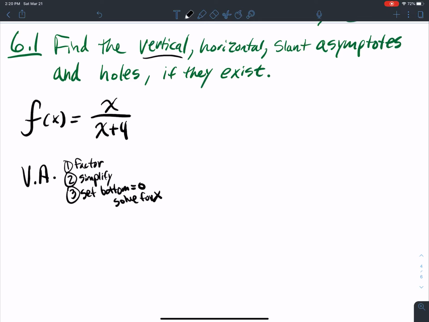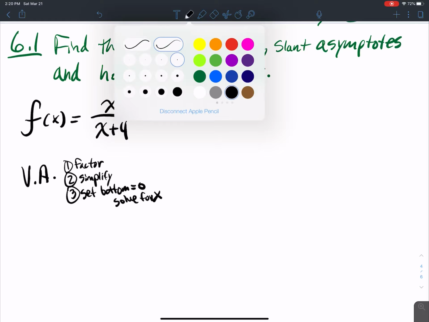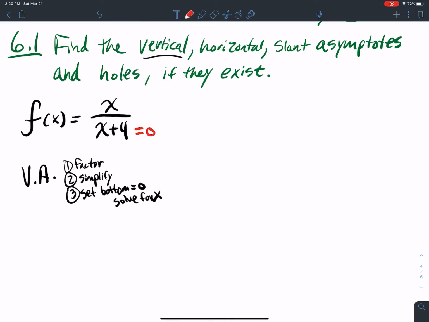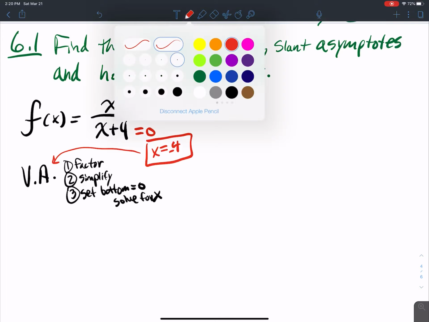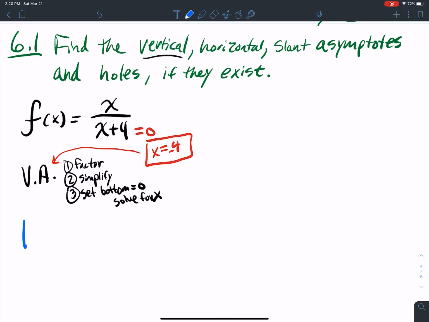So now all I have to do is step 3, which is set the denominator equal to 0. If I set the denominator equals 0, I get x equals negative 4. This is my vertical asymptote right here, okay? Not too bad. Let's see if we can figure out horizontal asymptotes.